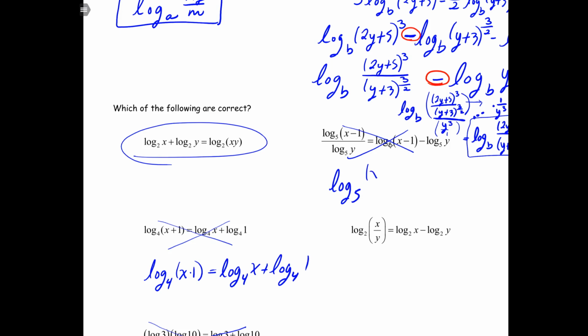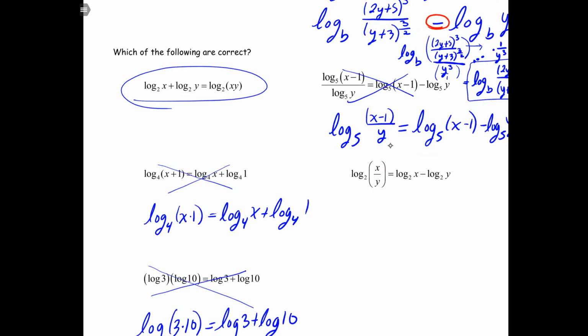Log base 5 of (x minus 1) over y would equal log base 5 of (x minus 1) minus log base 5 of y. This is a very common mistake. Make sure if you made that mistake, you star it so you won't make it again. How about this last one, correct or incorrect? Correct. Beautiful.